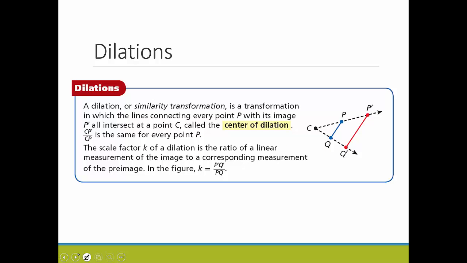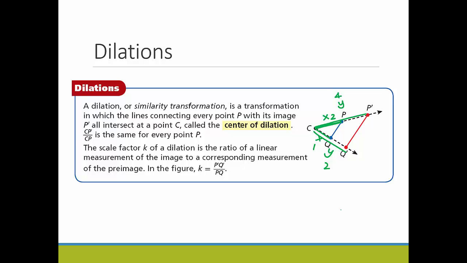A dilation, or similarity transformation, is a transformation in which the lines connecting every point P with its image, P prime, all intersect at point C, called the center of dilation. CP prime over CP is the same for every point P. So whatever this distance is, and whatever this whole distance is, the ratio is the same for all of these points. If this is 2 and the whole thing's 4, this could be 1 and 2. They would reduce down to the same thing.